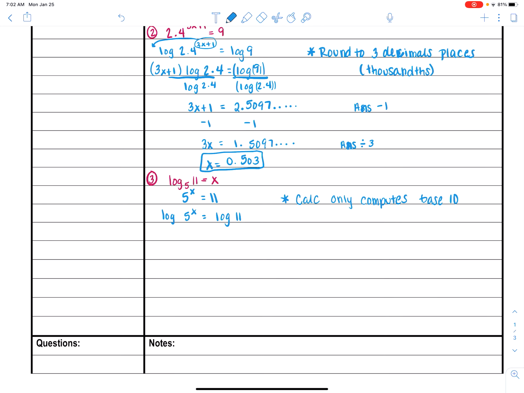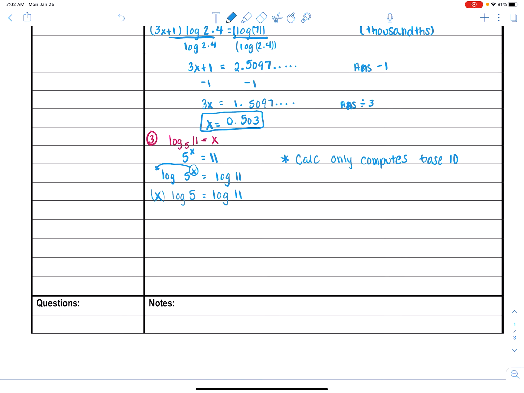Okay, now I can use the power property and take this x down in front. So I really have x times log of 5 equals log of 11. My goal is to isolate the x, so we need to get rid of the log of 5. So divide by log of 5. So I have x equals, when we type that in the calculator, you get 1.490, which is what we end up with rounded to 3 decimal places.